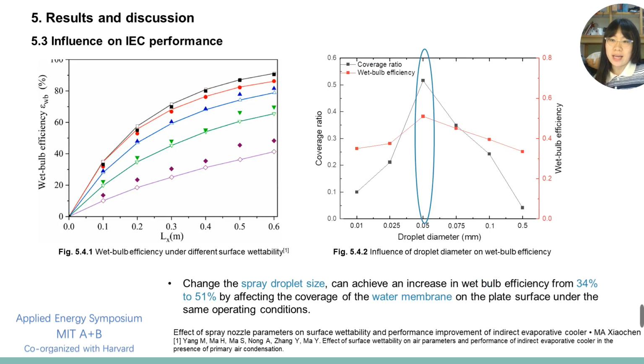And for the influence on IEC performance, when we apply the wettability to the wet bulb efficiency, we can see that when the droplet diameter is 0.05 and the distance between two nozzles is 160 millimeters, we have the optimal coverage ratio. So changing the spray droplet size can achieve an increase in wet bulb efficiency from 34% to 51% by affecting the coverage of the water membrane on the plate surface under the same operating conditions.